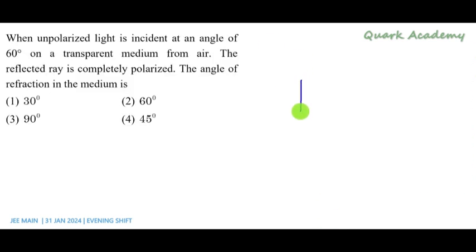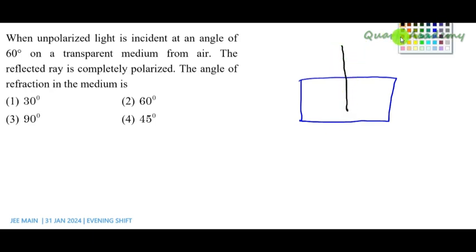Let's draw it. Consider this is a medium, and this is the normal line, a perpendicular line to the medium. Here we have the incident ray. So let theta I be the angle of incidence. In this case, it is 60 degree, and this is the reflected ray.